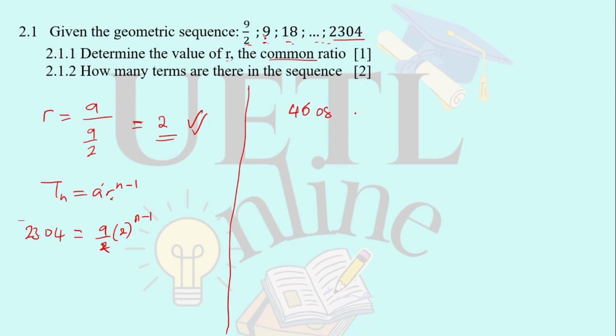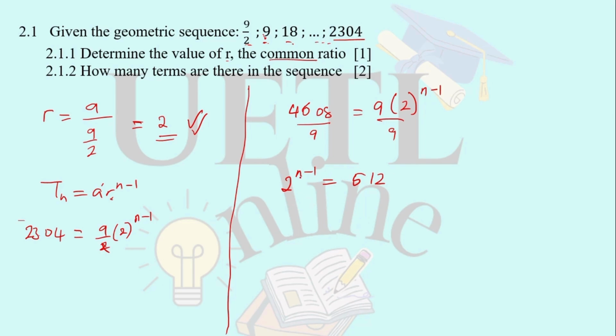4608 is equal to 9 multiplied by 2^(n-1). As this is so, now we just have to simplify this to get our answer. We divide this by 9 and we divide this by 9. So we're going to get our answer: 2^(n-1) is equal to 512.